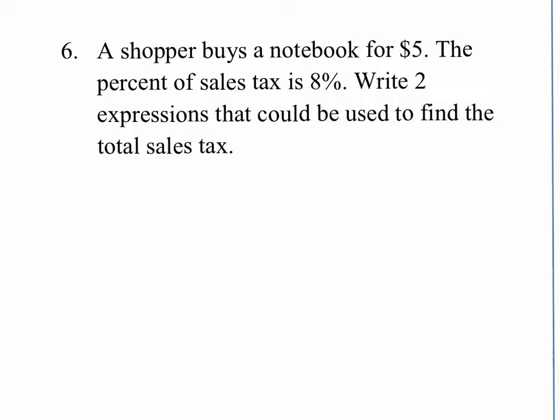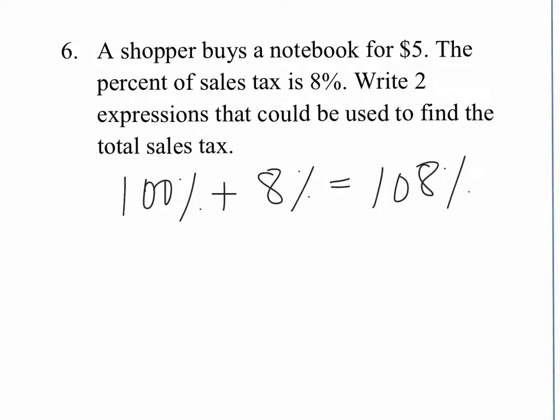Number 6. A shopper buys a notebook for $5. The percent of sales tax is 8%. Write 2 expressions that could be used to find the total sales tax. Remember we had way 1 and way 2 on our notes? One way to do this would be taking the 100%, which is the cost of the item, add the 8%, which gives you 108%. That will be the cost of the notebook with the sales tax.